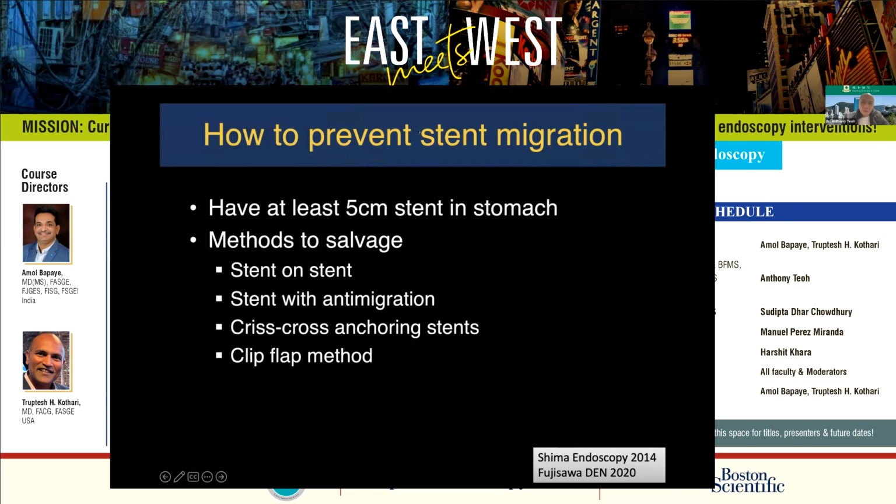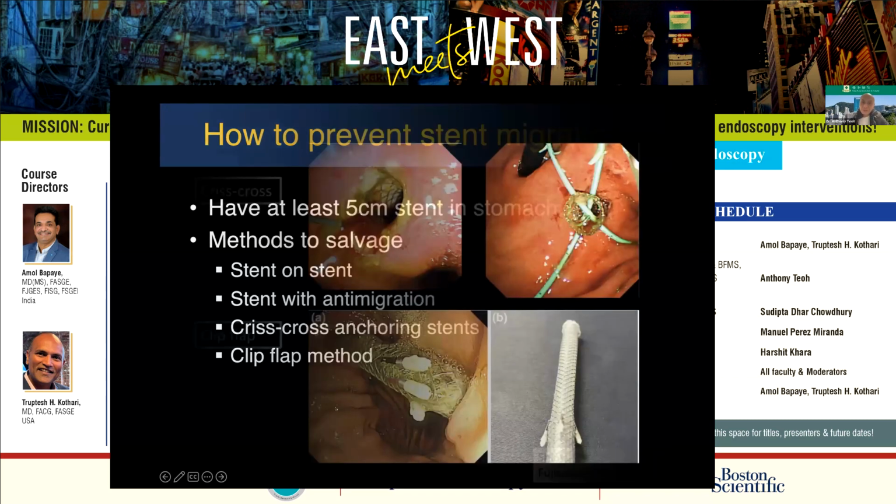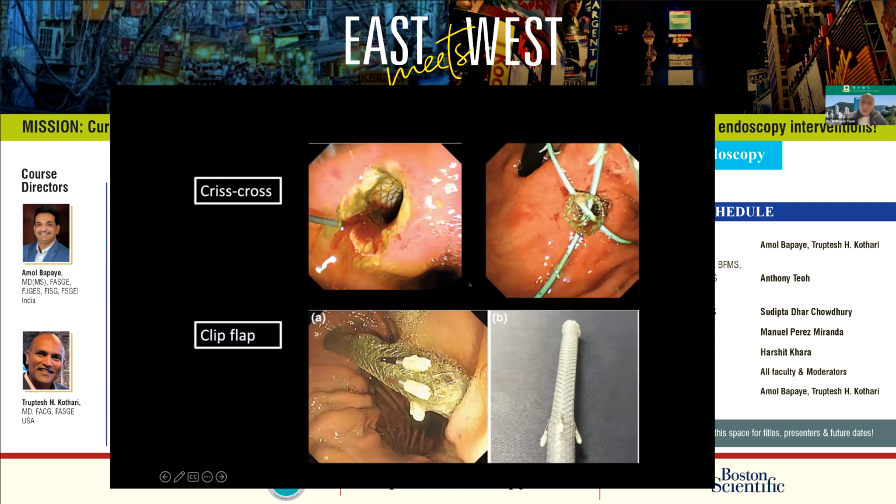So as I mentioned, for HGS, we can prevent stent migration with a number of strategies to have a long distance of stent in the stomach. And we need to be aware how to salvage stent migration when it happens. So with HGS, there are a number of different techniques, including the crisscross technique and also placing clips on the stent to prevent migration.